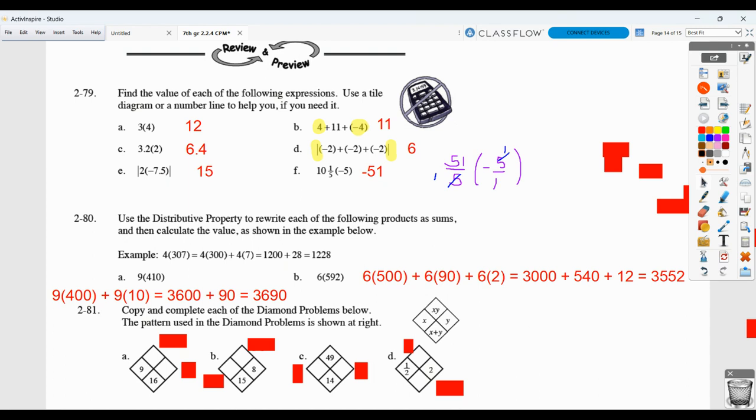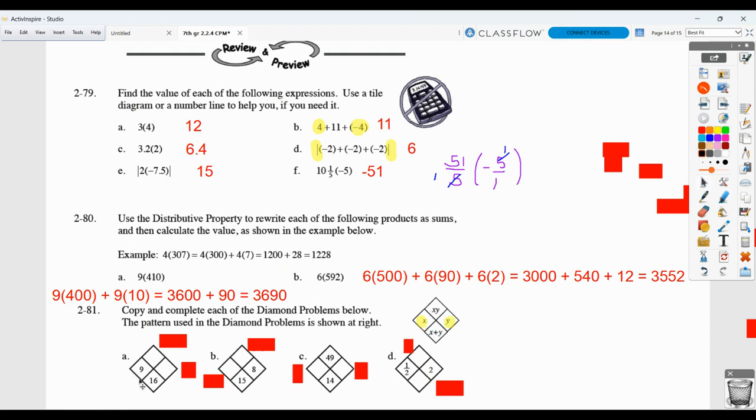Here they want you to use the diamond problems, and they remind you in this diagram that the two values on the side, the x and the y, get multiplied to give you the top. So when we have x, y right next to each other, no other math operation in between, it means multiply. So we're going to take these two on the side and multiply to get the top. And then we can see on the bottom, we're going to add them.